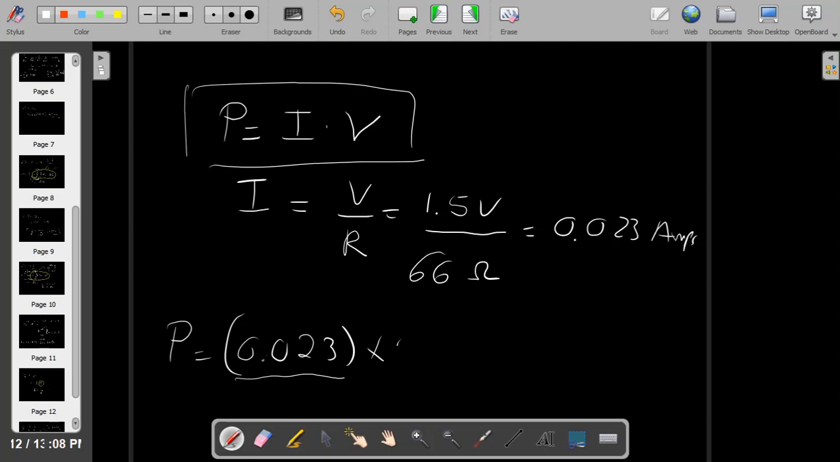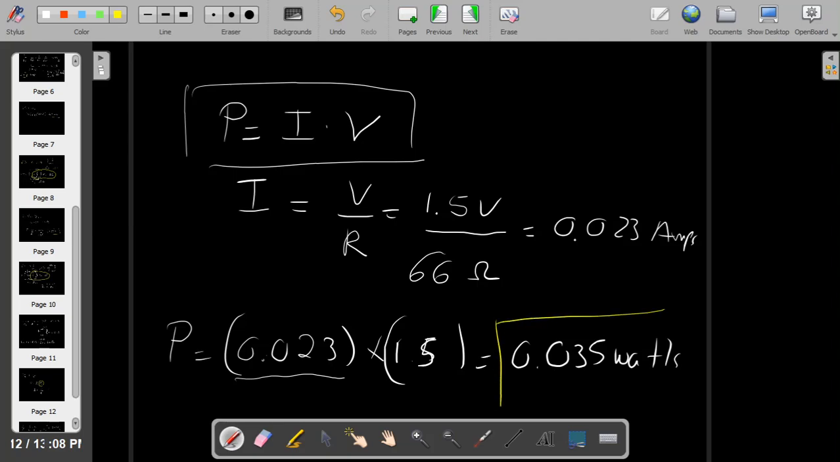So 1.5 volts. Okay? Put everything in your calculator. So if you put everything in your calculator, your electric power produced in this circuit is 0.035 watts. Okay. And that's your answer. There you go. Now we finish this one. Great. I hope it makes sense.